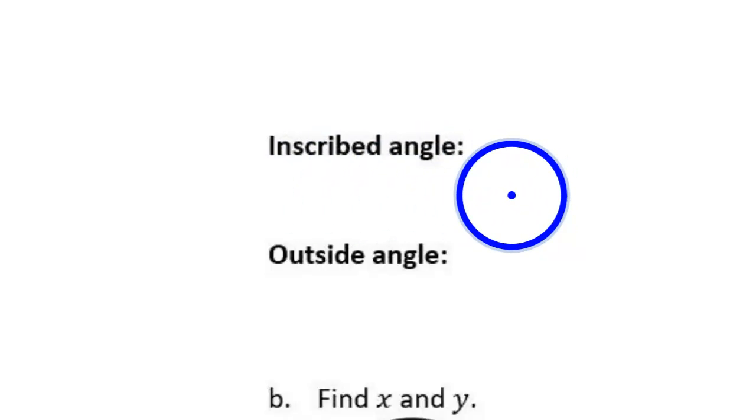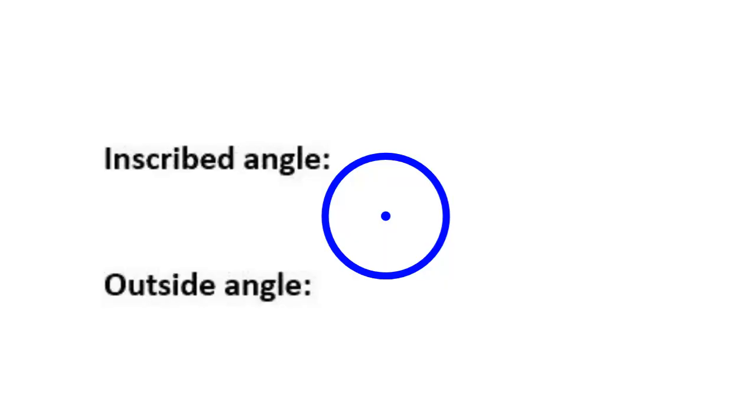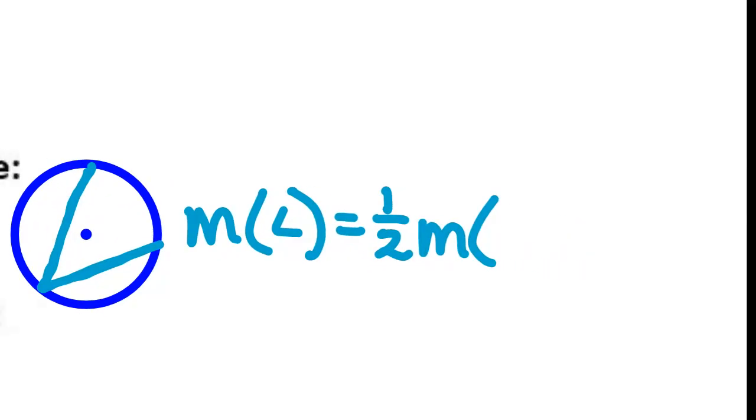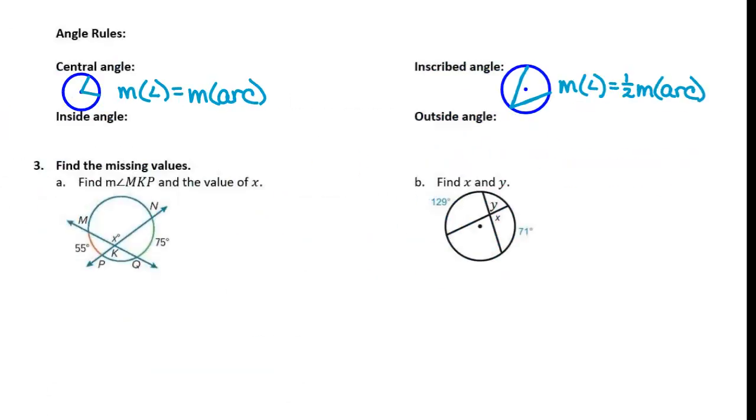An inscribed angle is where the vertex of my angle is on the circle. So something like this. And then the measurement of the angle is equal to 1/2 the measurement of the arc. And those are the two that we'd studied already.